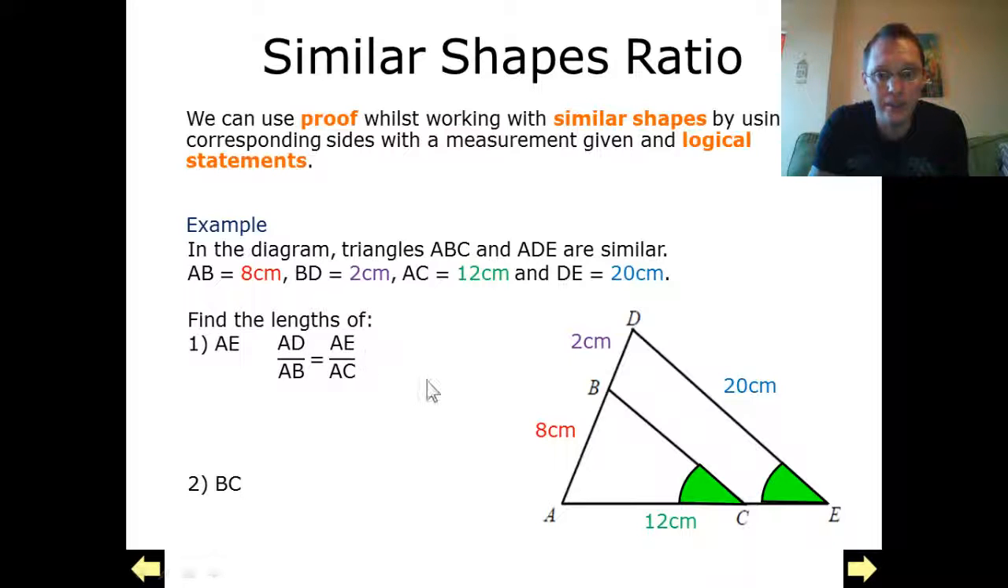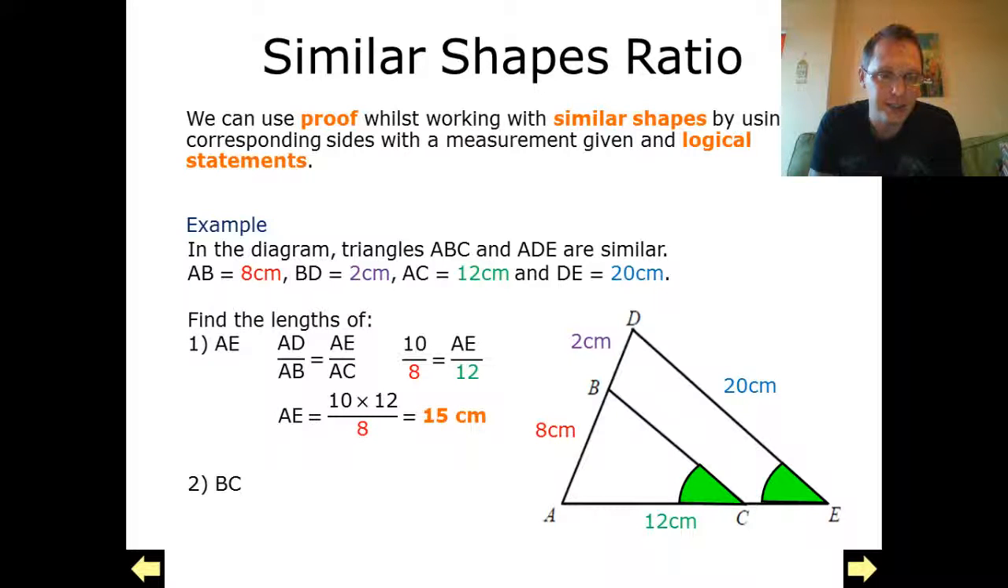If we use AD divided by AB, the ratio of this has got to be the same as the ratio of this: AE, the bigger length on top, because we're using the bigger length on top, and AC underneath. So this means we've got 10, because 8 plus 2 gives me 10, over 8 is going to equal AE, which is what I'm looking to calculate, over 12, which is AC.